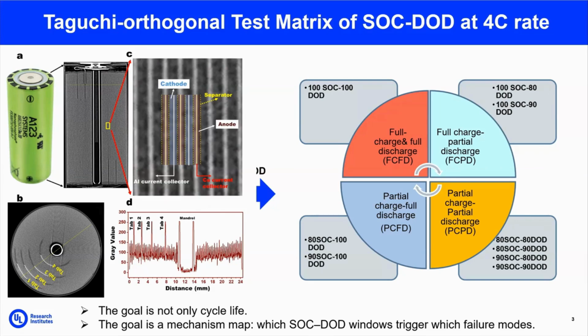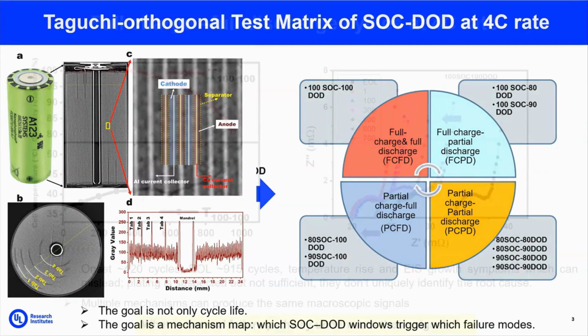For this entire study, we have chosen the A123 commercial high power cell, and we have done tomography analysis to see the internal structure. It is clearly visible that it has 4 tabs on the cathode side and 4 tabs on the anode side, so that the current distribution within the jelly roll will be uniform. That is one standard model for studying the aging mechanisms.